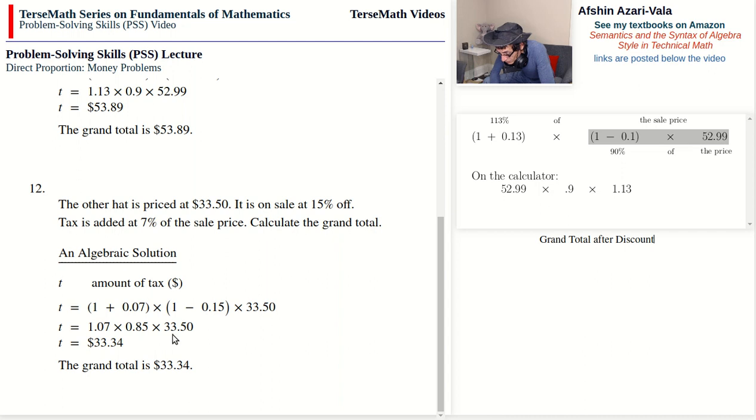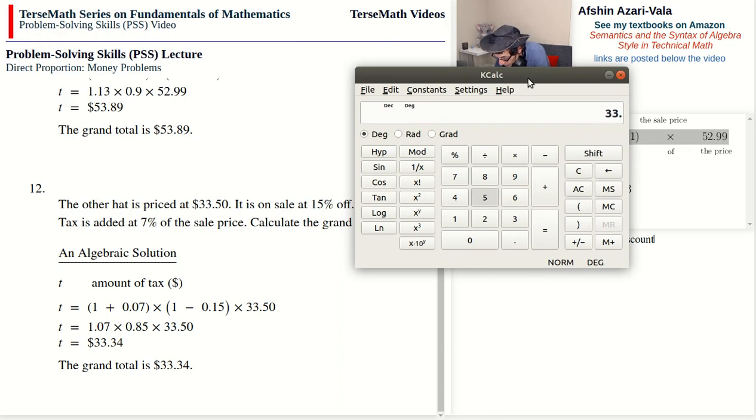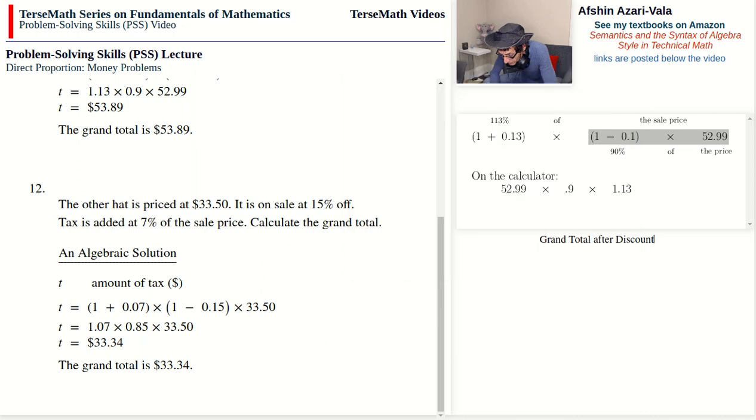So we have 85% of the price, and let's do a quick check and see if we got the right answer for this. Okay, price 33.50, multiply by 85%, that's 0.85. Then multiply by 1.07, which is 107%. So $30.47. And we fixed it. Alright, so $30.47.